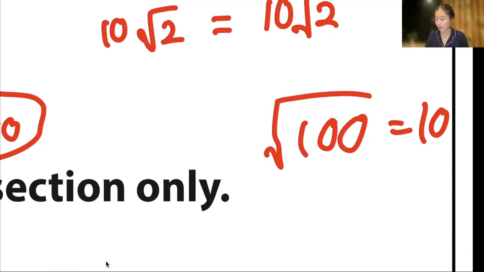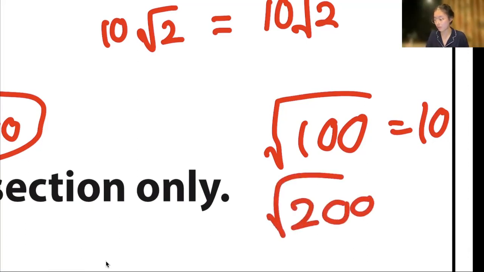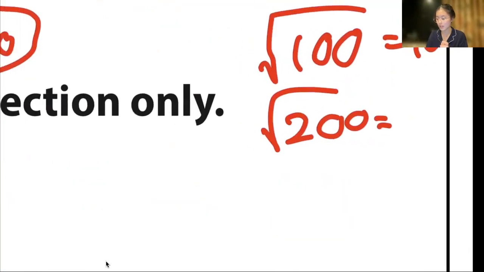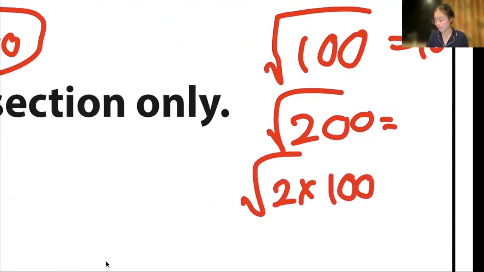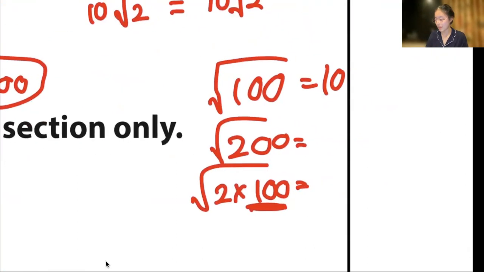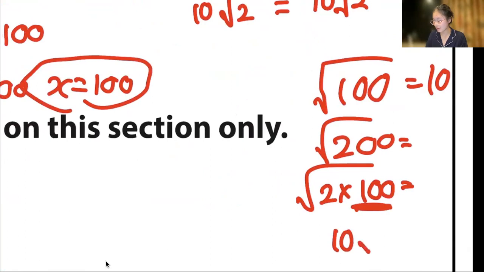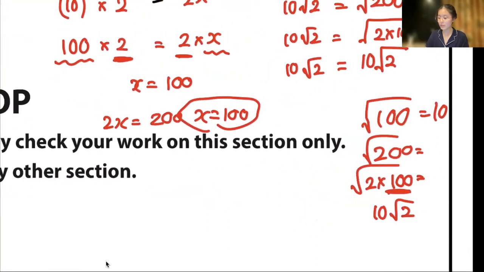But if it were to be 200, for example, then you can't multiply something by itself to get to 200. You need to break it apart, as we did, 2 times 100. And then we can take out the 100, making it 10 root 2.